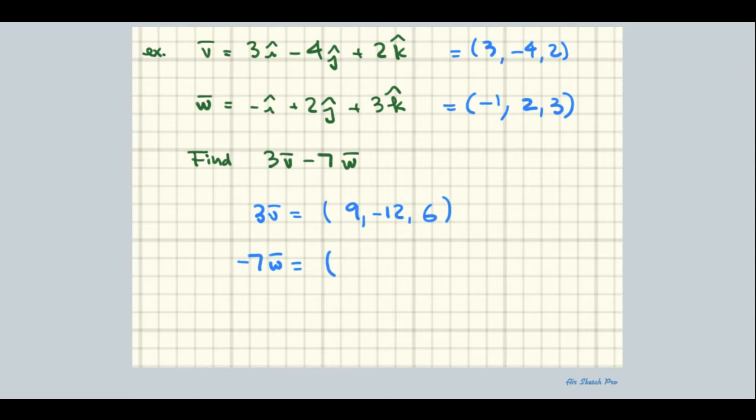Negative 7w, what's that? 7, negative 14, negative 21. It's really unusual to get a sign error when multiplying by negatives. That's really easy, right? 7, negative 14, and 21. And now, instead of subtracting 7w, I'm going to add negative 7w. See? And then we don't get the sign errors. Pretty good. Negative 21, you're right. Let me go ahead and fix that.